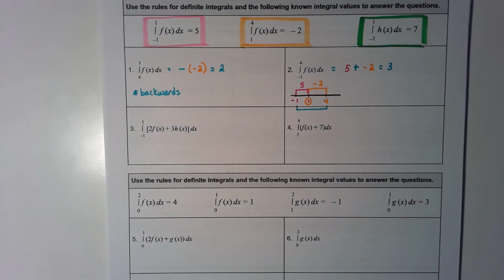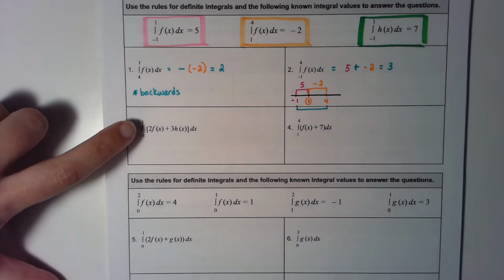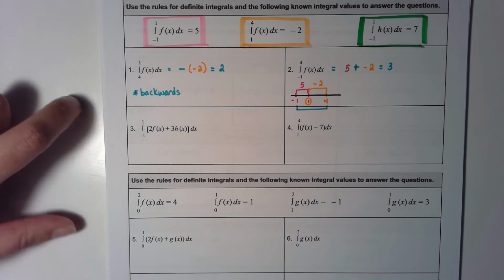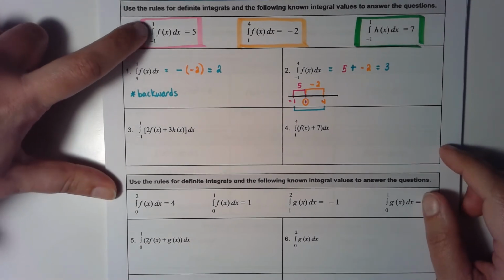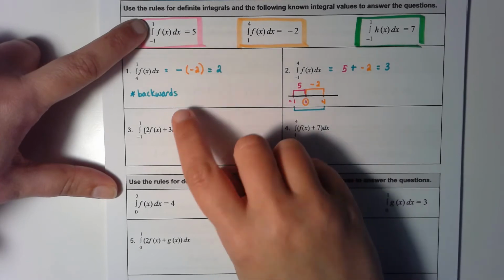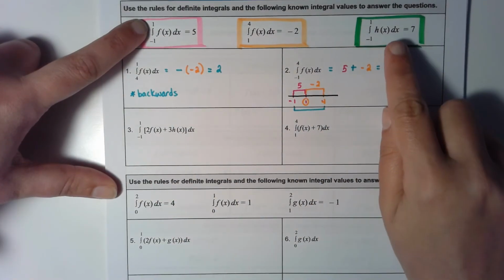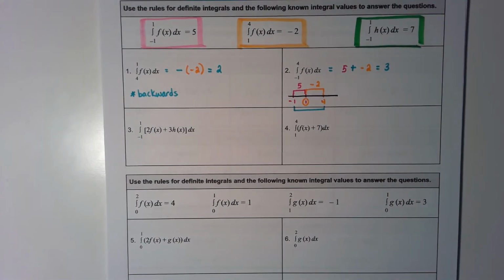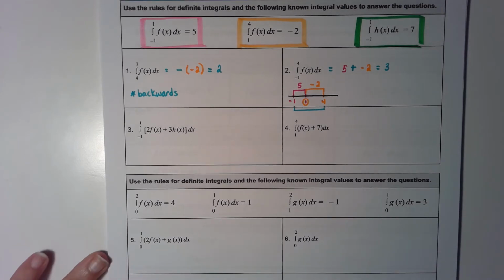Next, for problem number 3, it says find the integral from -1 to 1 of 2 f of x plus 3 h of x. Now, I know the integral from -1 to 1 of regular f of x, not 2 f of x, is 5, and the integral from -1 to 1 of h of x is 7. Because my properties say that when you multiply your function by a number, or when you add two different functions together, you can just basically use arithmetic. You can multiply the answer and add the answers. We're going to go ahead and do this problem that way.